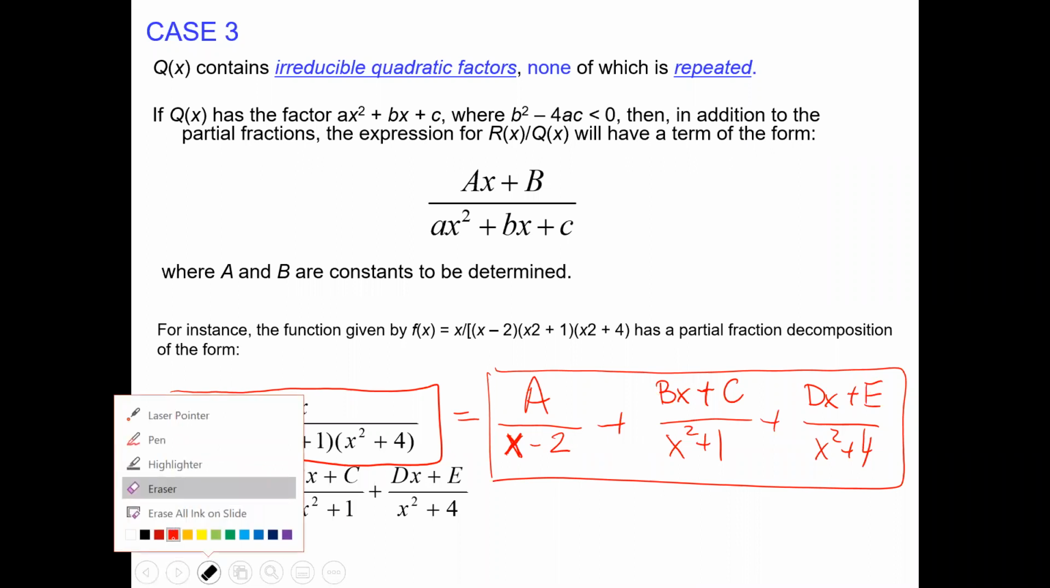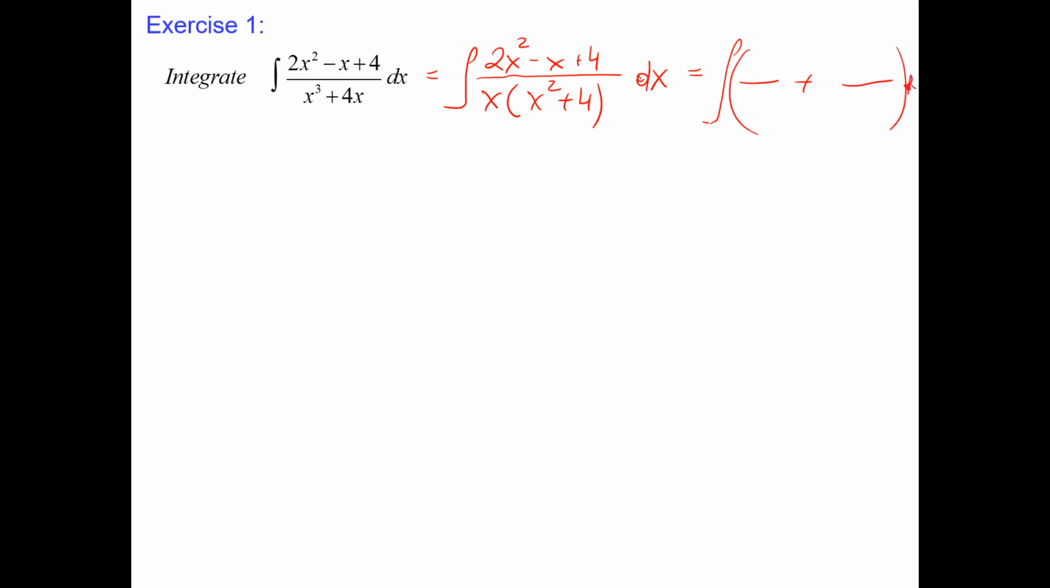Let's take an example and integrate. Example number 1: integrate the integral of 2x squared minus x plus 4 over x cubed plus 4x dx. Definitely this is a proper rational function because the degree of the denominator is bigger. Now let's factor the denominator, because that's always the point. We can factor out x, and then we have x squared plus 4. Of course, x squared plus 4 is irreducible. That means we're expecting two partial fractions.